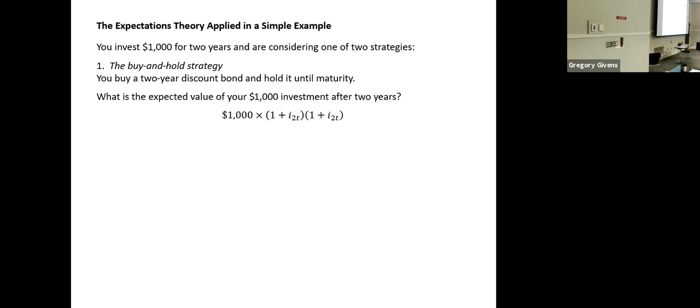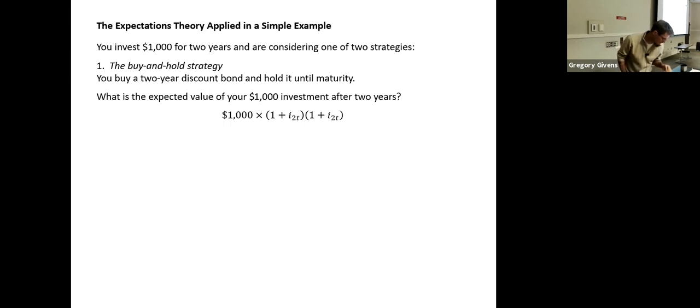So Jameson, if you take this buy and hold strategy, you know exactly what your future value is going to be. It's going to be the $1,000 face principal payment times 1 plus the interest rate that you've been quoted squared. We're just applying the compound interest formula to figure out your future value. Easy enough, right?